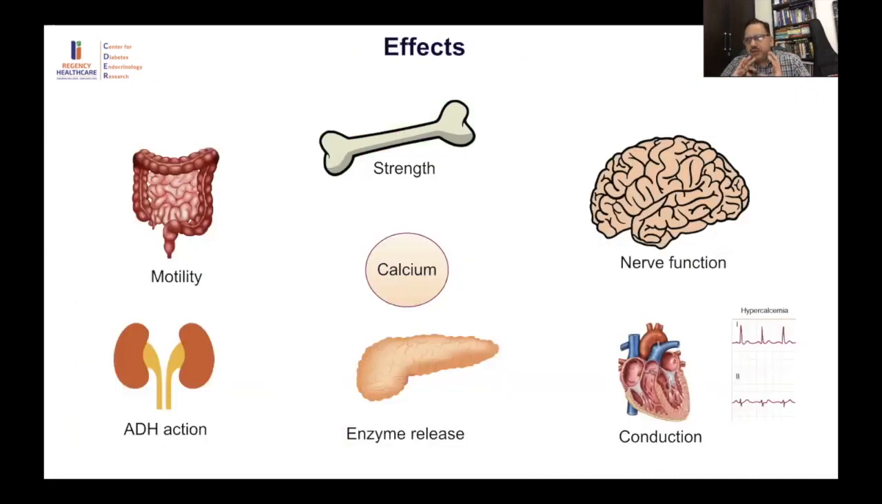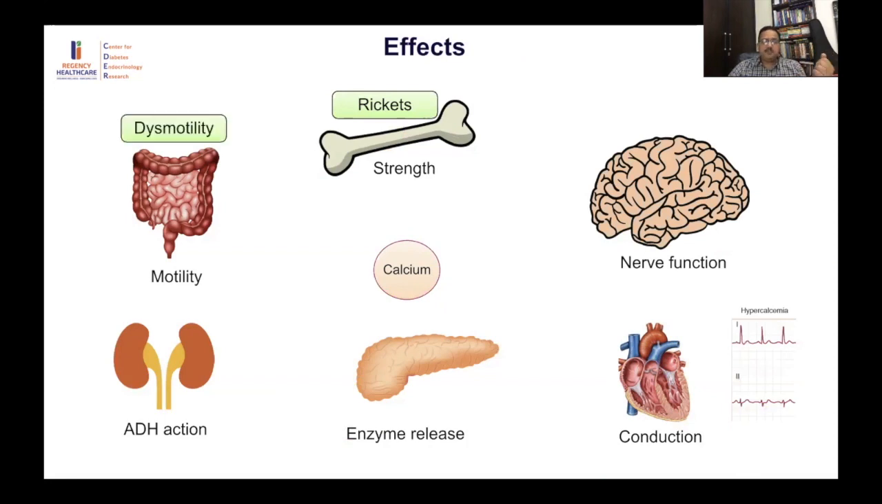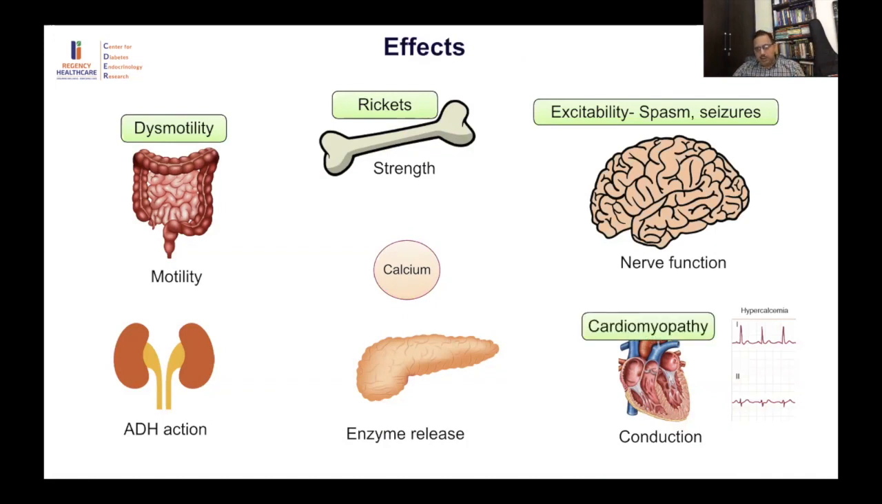And so these could be the various causes which will cause hypo and hypercalcemia. Now in this setting, we can understand what the effects of these conditions are. So when calcium levels go down, there would be problems like rickets causing decreased bone strength, dysmotility, excitability causing increased spasm and seizures, and cardiomyopathy, and this is particularly common with vitamin D deficiency. There could be hypercalcemia, which will cause increased bone resorption because that's part of it.